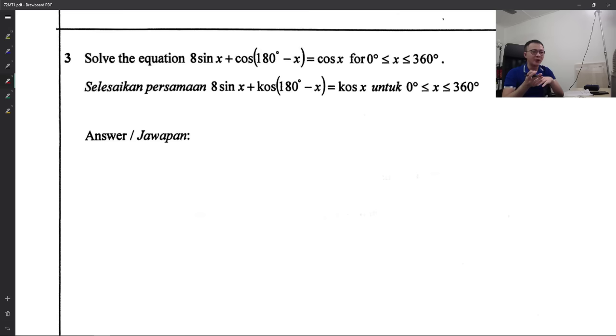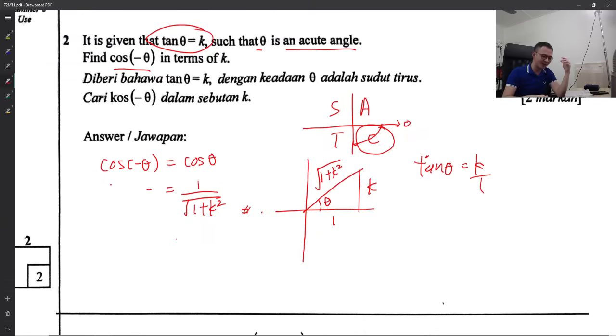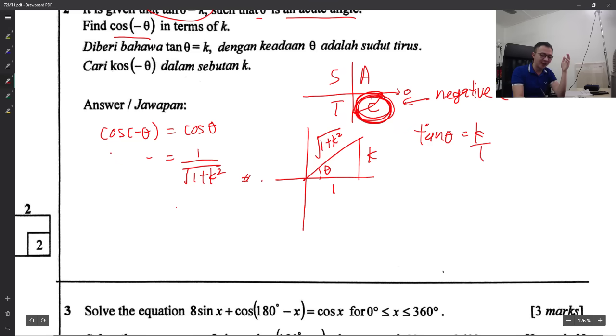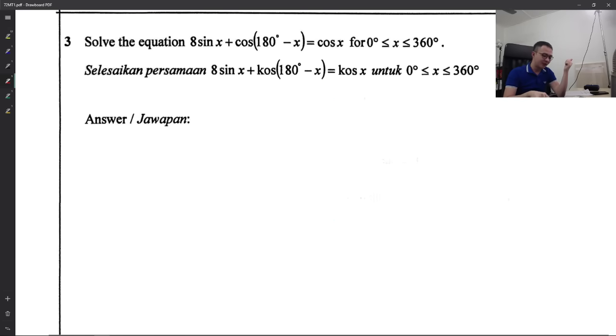Okay, why is sin negative theta equal to negative sin theta? As I said just now, negative theta means the fourth quadrant. In the fourth quadrant, only cos is positive. So whenever you see negative theta, always think about the fourth quadrant. That means sine negative theta is negative sine theta, and tangent negative theta is negative tangent theta. Just remember this.